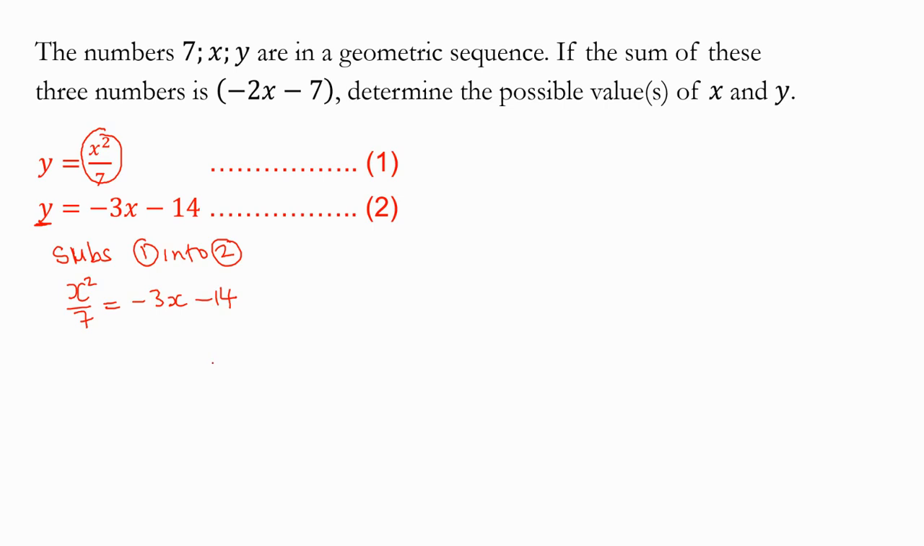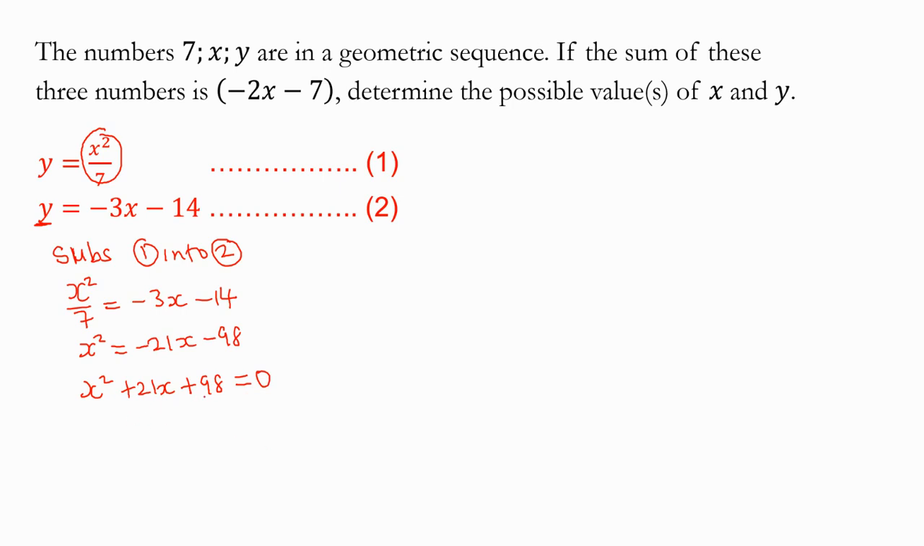And then what do we do after that? We multiply everything by the lowest common denominator here, which is 7. So it's going to be x squared is equal to negative 21x minus 98. Then this is a quadratic equation. We have to write it in standard form before we factorize it, or even using the quadratic formula. You can use the quadratic formula, but we have to write it in standard form first. So it's going to be x squared plus 21x plus 98 is equal to 0. That's the 0 principle there.